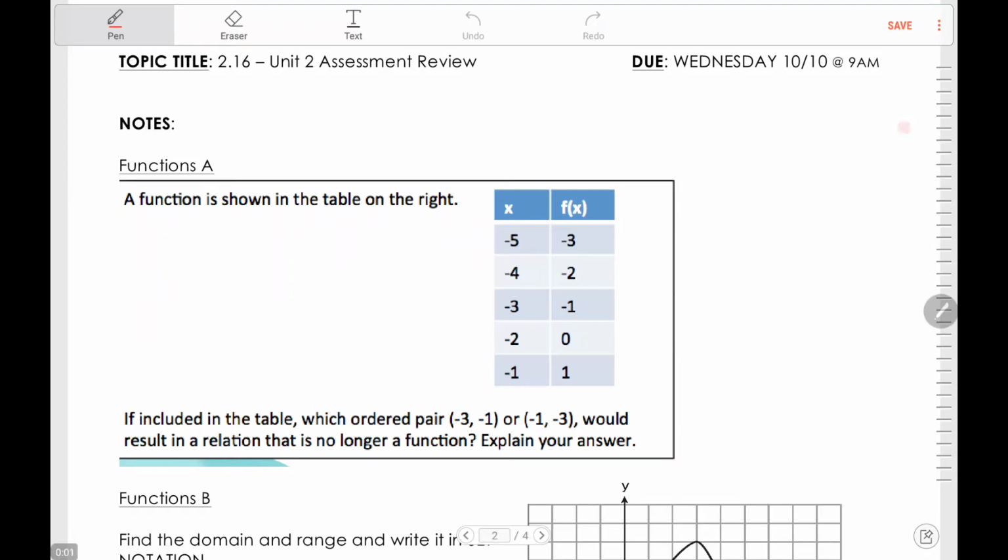Alright guys, so we have a unit test tomorrow, so these are just a few more questions to help you study. The main thing you want to study though is what we did in class today. These are just a little extra questions to help us out.